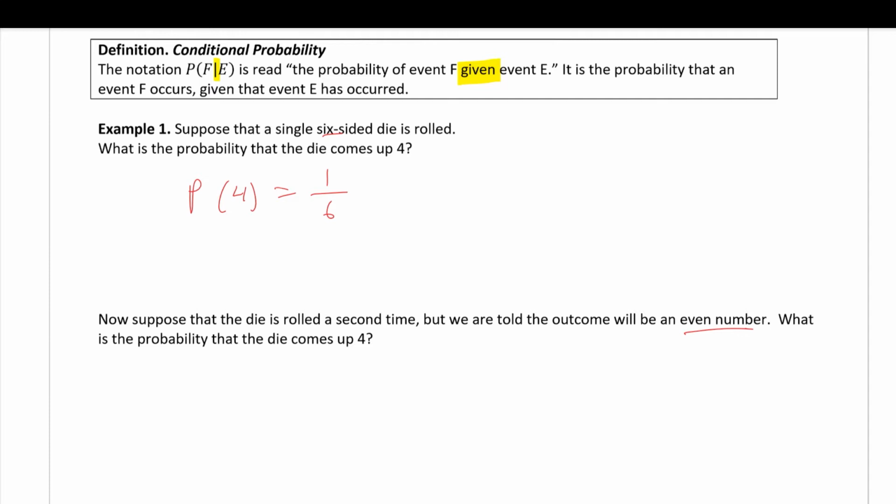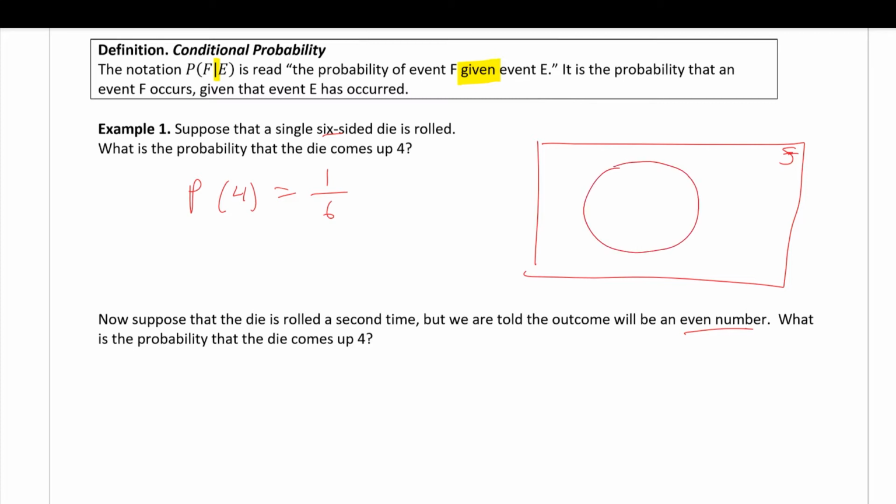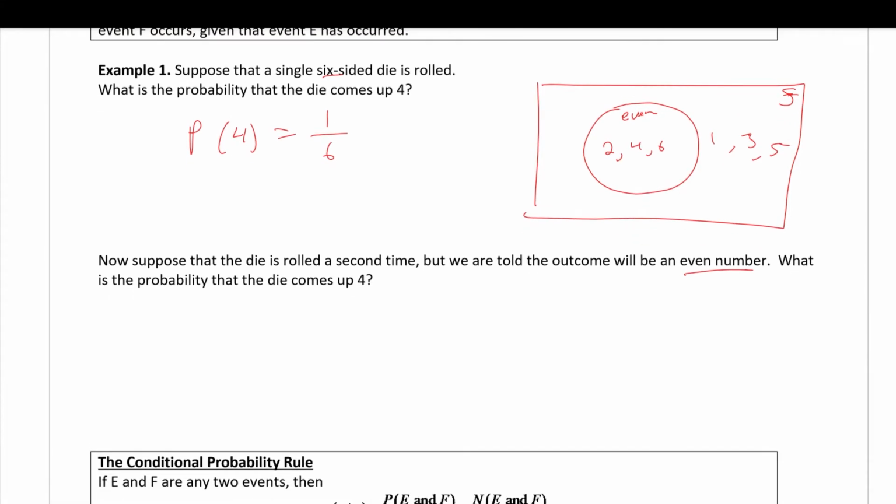Let's illustrate that with a Venn diagram here, where this is your sample space S, and the event of there being an even number is here, and we know that there's only 2, 4, and 6 that are even. Everything else like 1, 3, 5 are just floating outside of that. Now in this case we essentially know that it's an even number. So the question is, what's the probability that we get a 4 on the condition that we already know it's even?